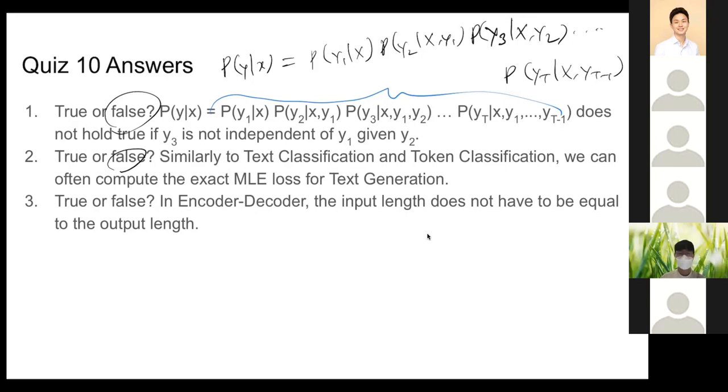And finally, true or false: encoder decoder, the input length does not have to be equal to the output length. The answer should be true, apparently, right? That's the whole point of encoder decoder. Okay, so great. I think most people got it right for each question. So I'm going to stop sharing.